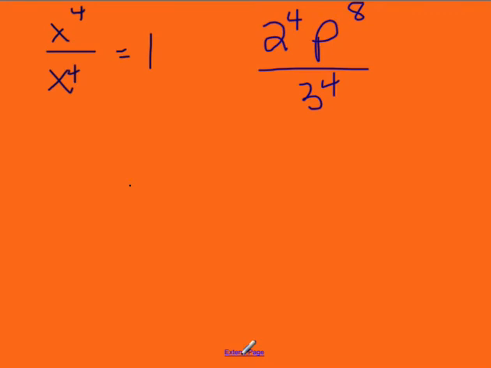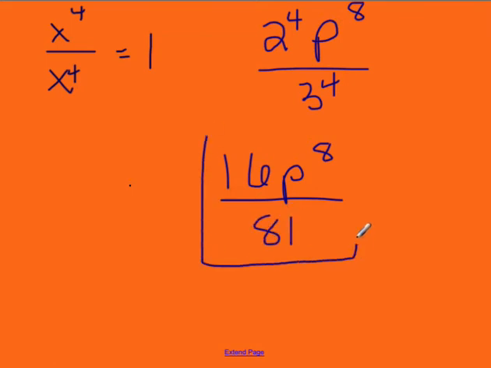Now we want to simplify this down. 2 to the fourth power is 2 times 2 times 2 times 2, which is going to give us 16. And p to the eighth is going to stay the same. 3 to the fourth is 3 times 3 times 3 times 3, and that's going to give you 81.